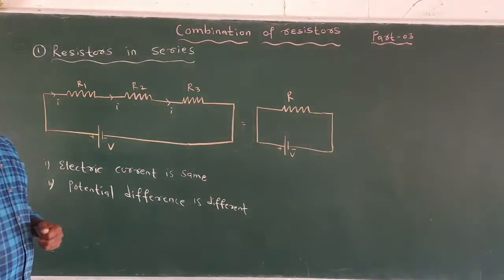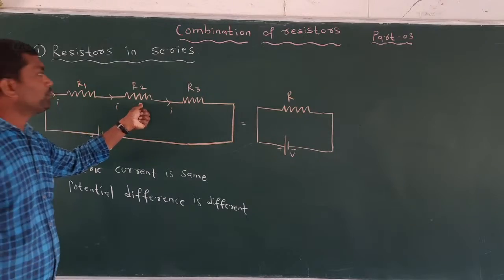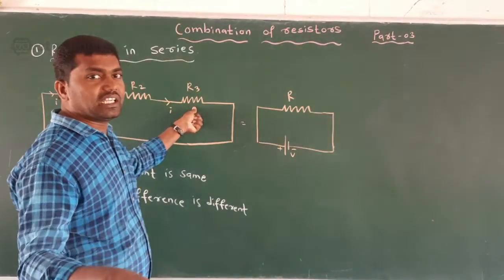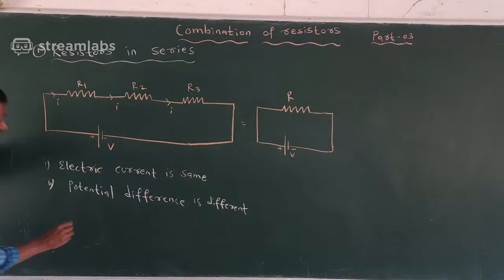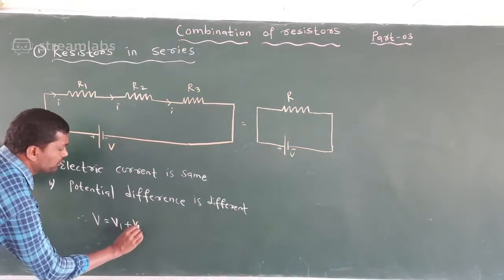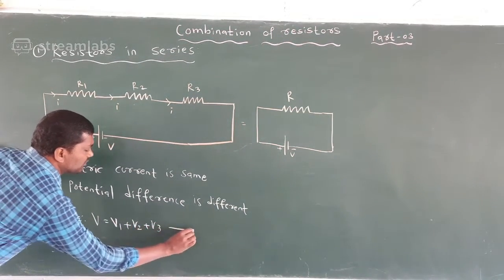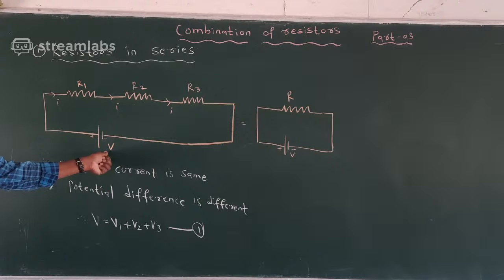So the potential difference values are: at R1 it will be V1, at R2 it will be V2, at R3 it will be V3. By using the total potential across the voltage source, what am I writing? V is equal to V1 plus V2 plus V3, equation number 1. This is the total potential, the total applied voltage. So V is equal to V1 plus V2 plus V3.